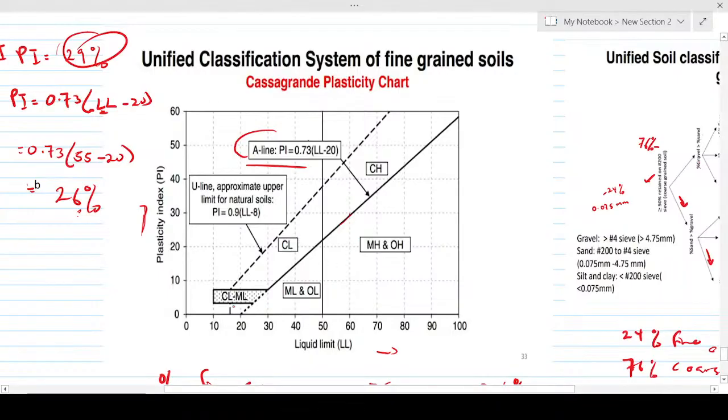So let's trace. Our liquid limit in the question was given as 55, and our PI we calculated initially was 29. We are not going to use this. This was just a test. We are going to use the one from the question, which was 55 minus 26, liquid limit minus plastic limit. So we are simply going to trace. So 55 is somewhere here, right? Then 29 will be somewhere here, right?